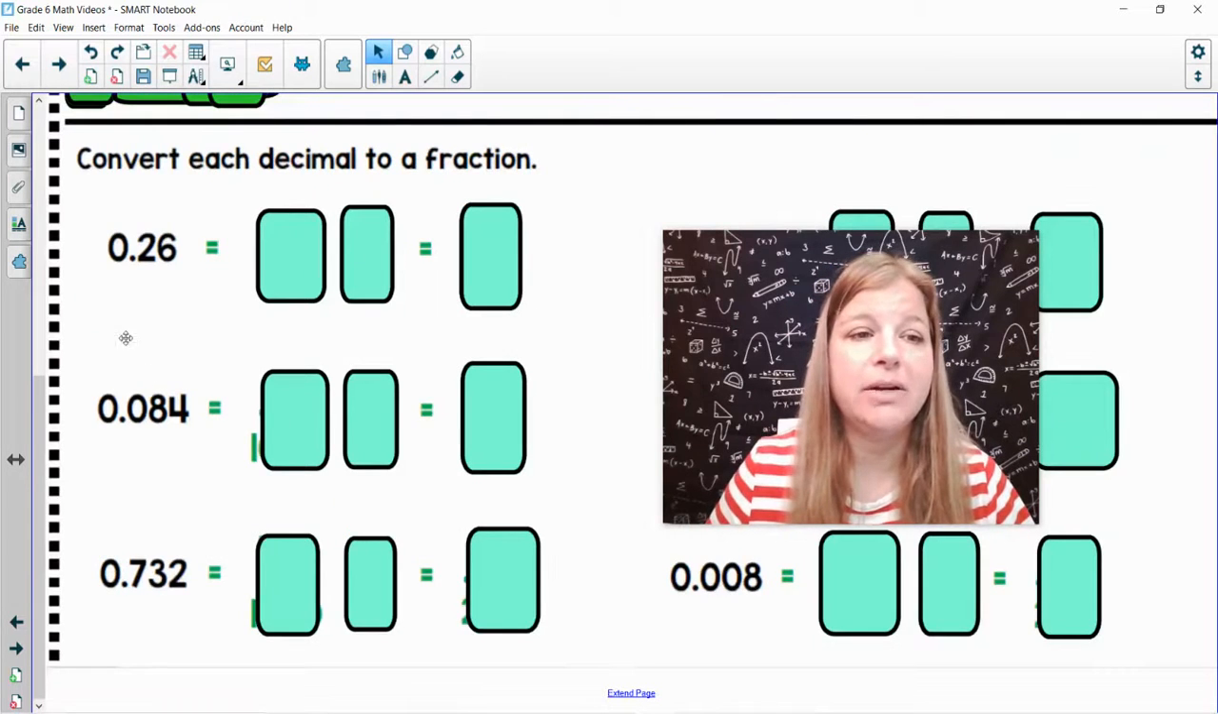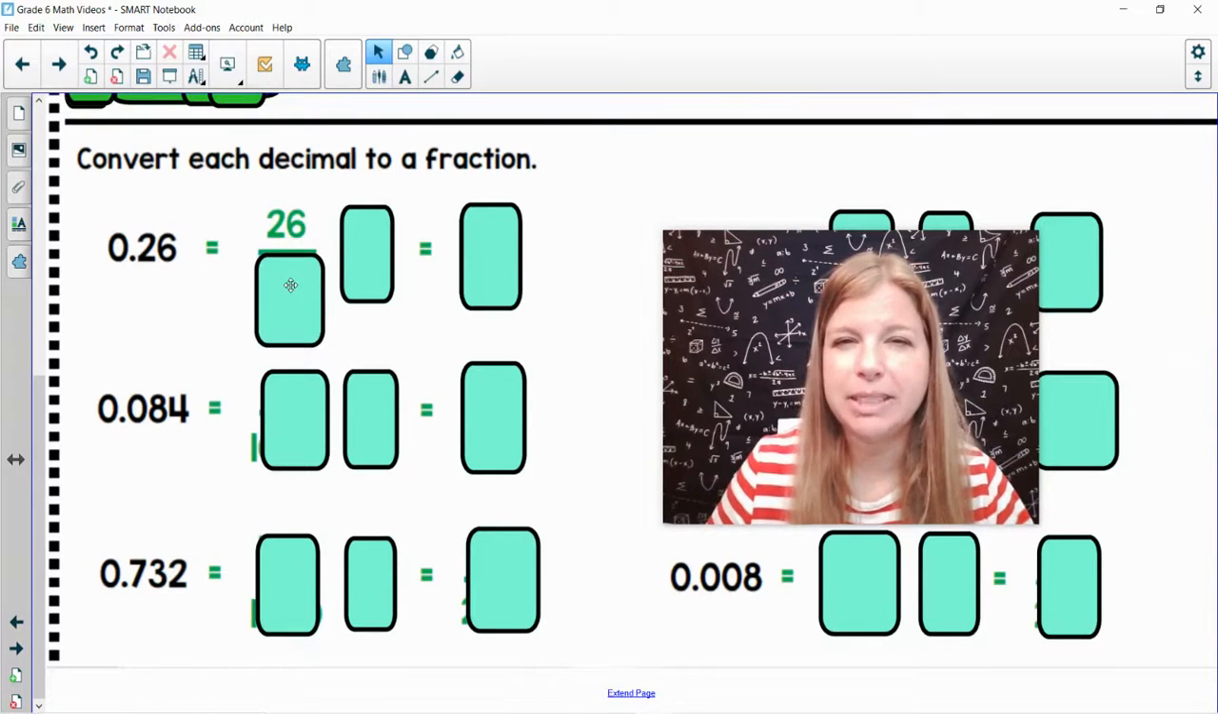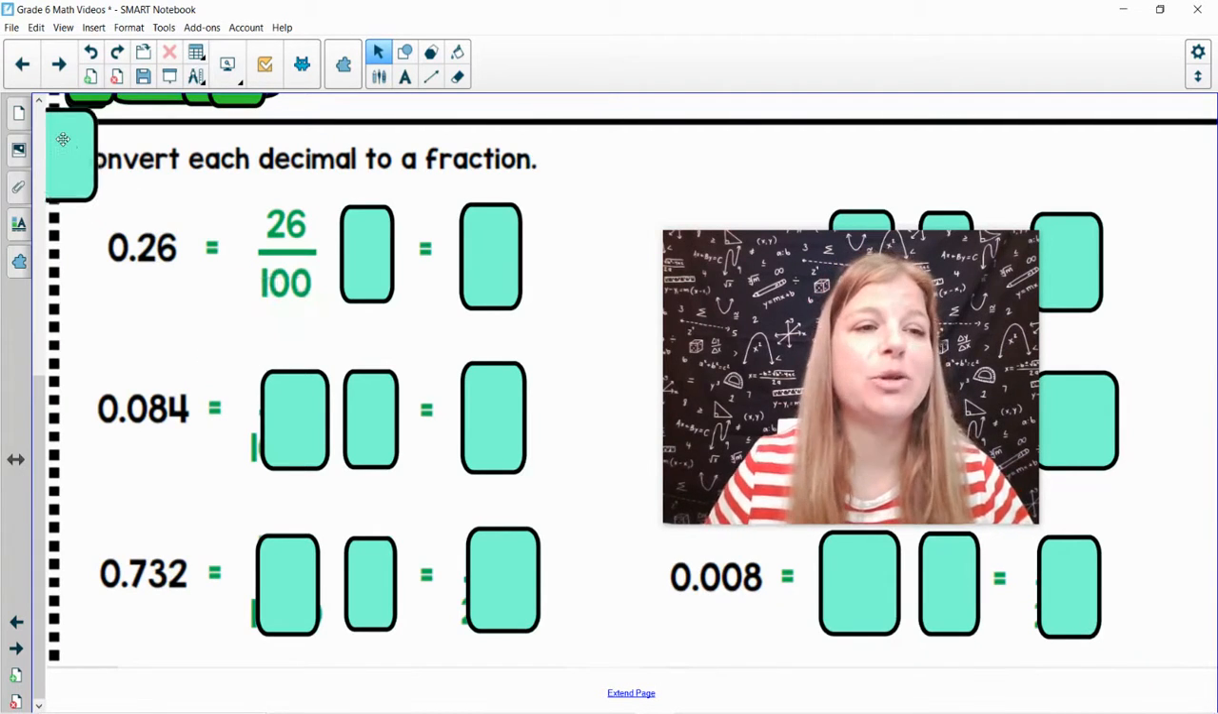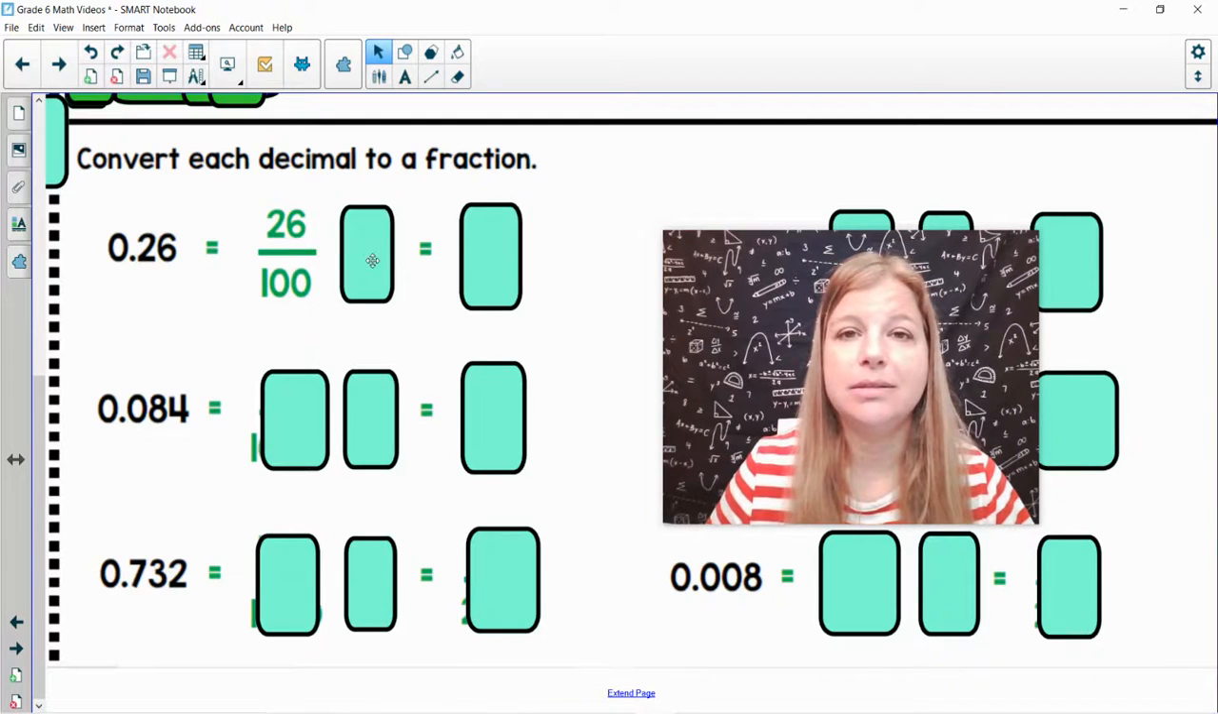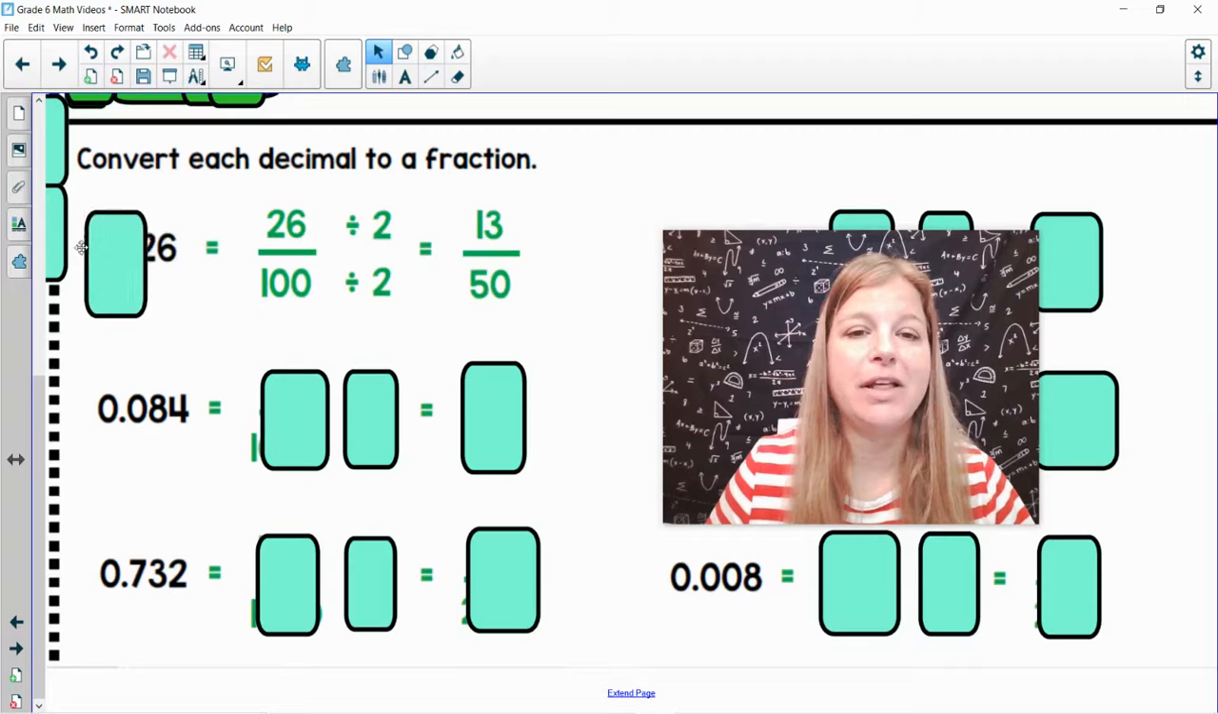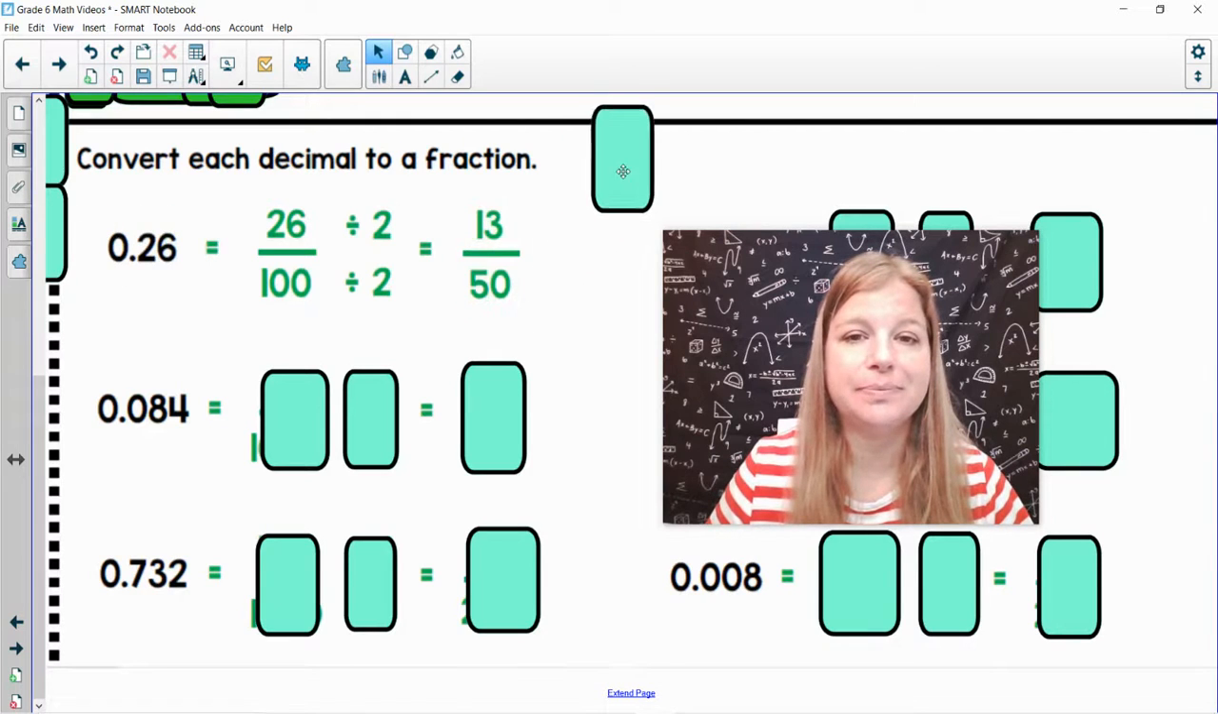Let's do the same thing here now. 0.26. That would be 26 over, how many places am I going out after the decimal? 2. And that is the hundredths place. So that would be 26 over 100. Divide them both by 2. And I end up getting 13/50ths.